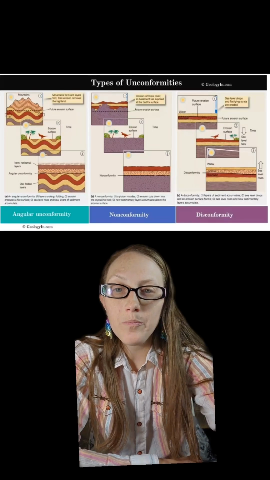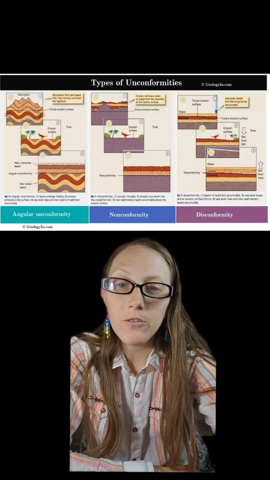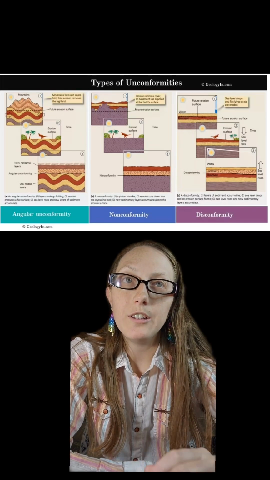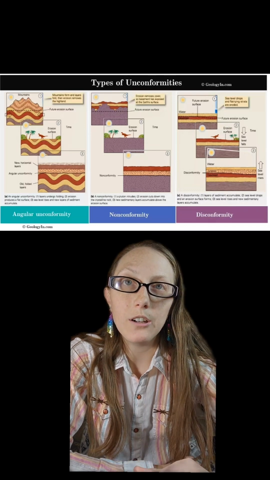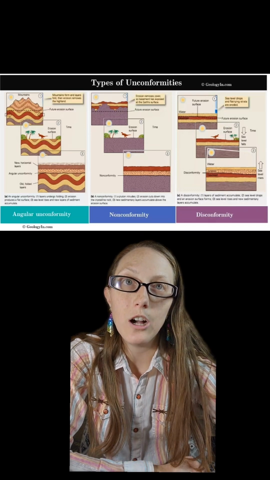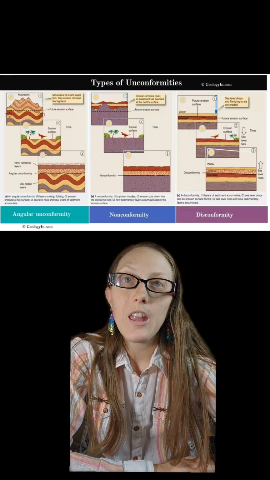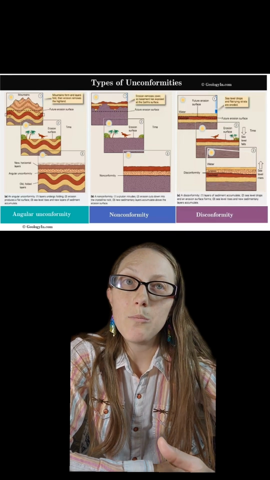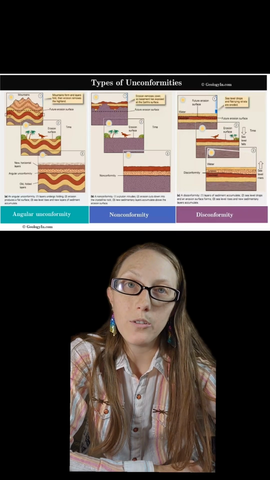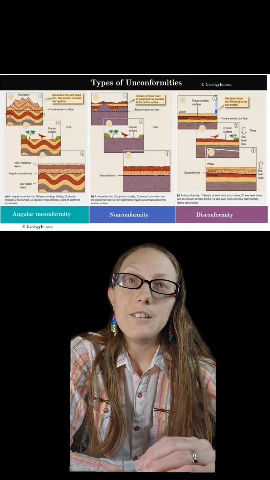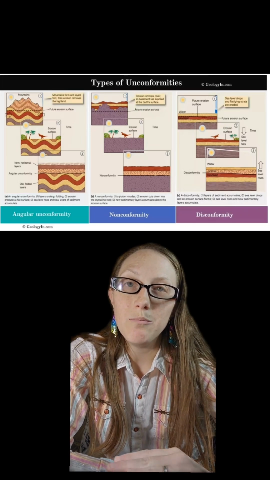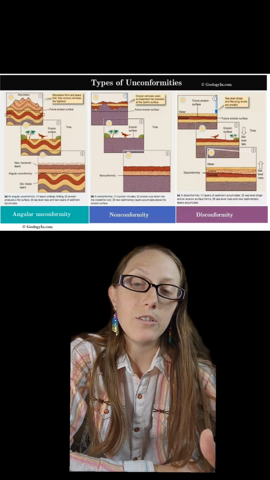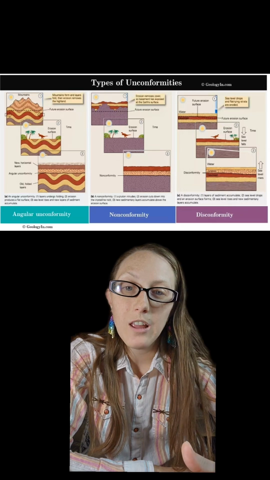So in review, an angular unconformity is a gap in the geologic record where tilted, eroded rock layers are overlain by younger horizontal layers of sedimentary rock. A nonconformity is where sedimentary rocks are deposited on top of igneous or metamorphic rocks that have been eroded. And a disconformity is an unconformity between parallel layers of sedimentary rocks, which represent a period of erosion or non-deposition.